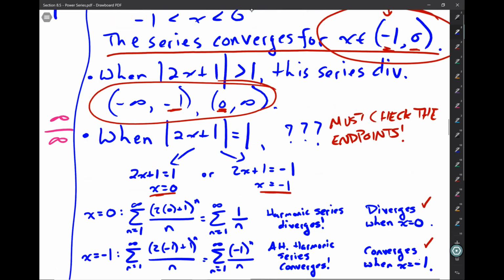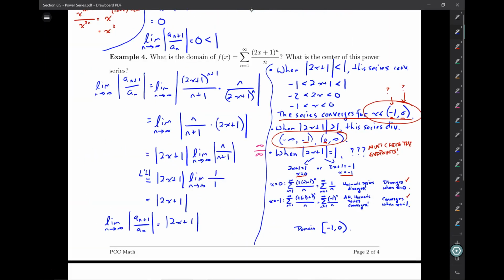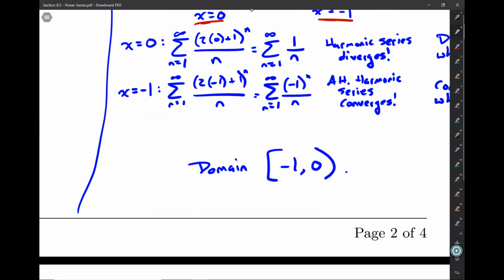There was one last part of this question that said, what is the center of this power series? There's a couple ways to think about the center. The center will always be halfway in between the endpoints of our domain. So the center in this case will be halfway between negative 1 and 0, which is negative 1/2.